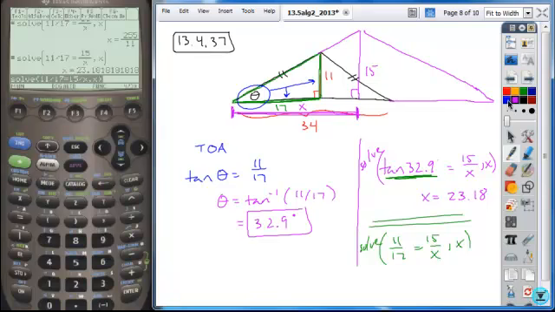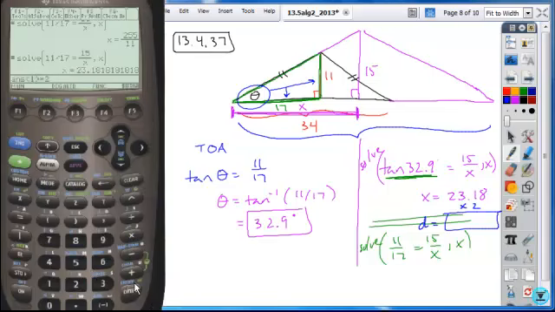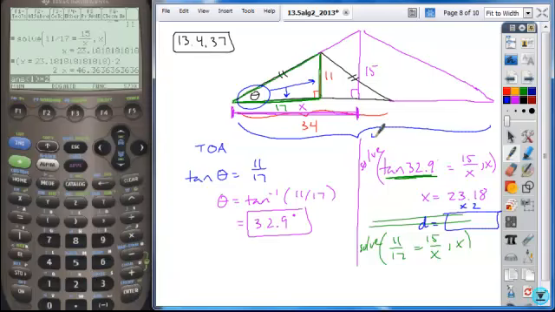The problem itself specifically is asking for the diameter. So if you double this measure, so we'll take this times 2, and that's going to give you the diameter. So if we take 23.18, multiply that by 2, you would get your 46.36.